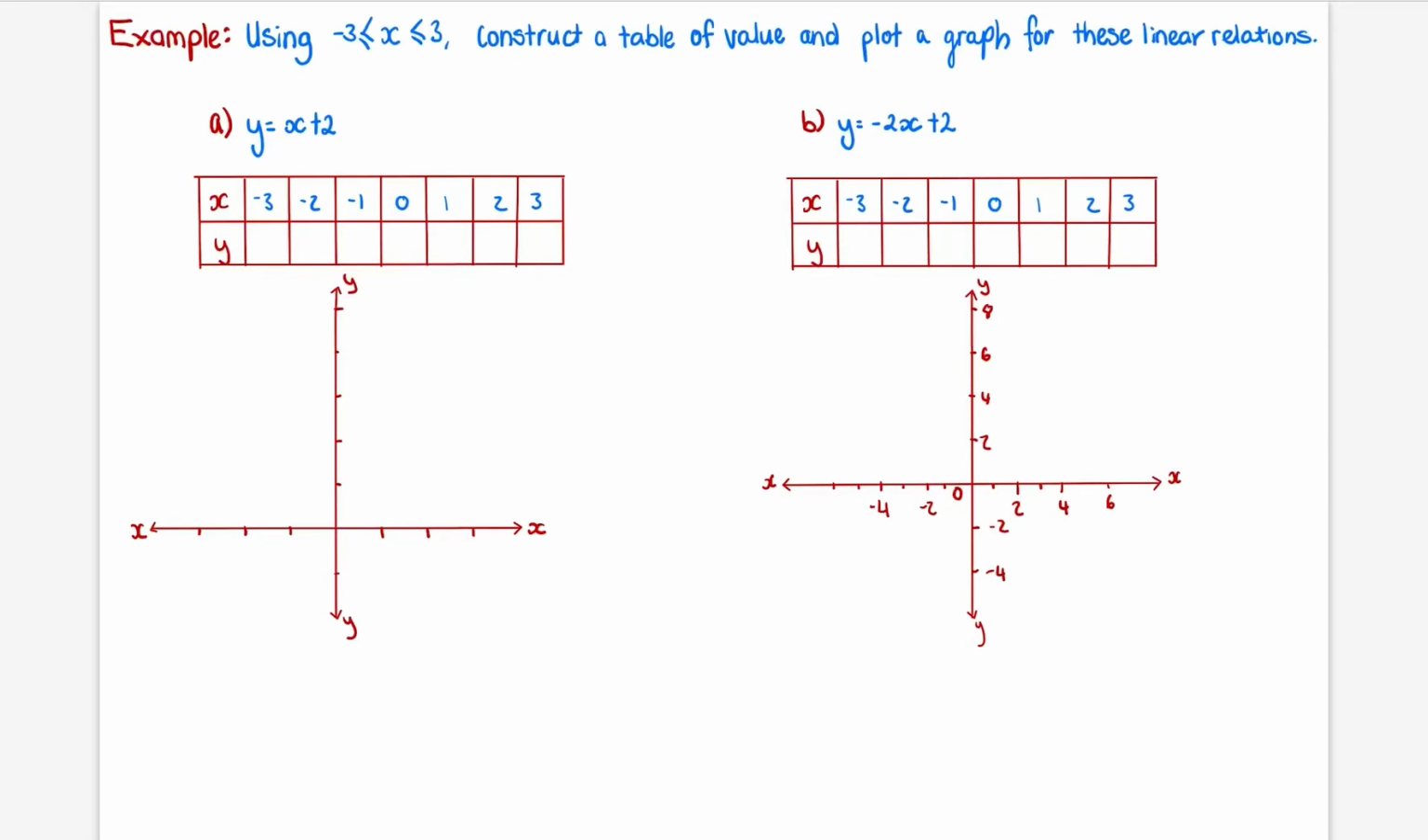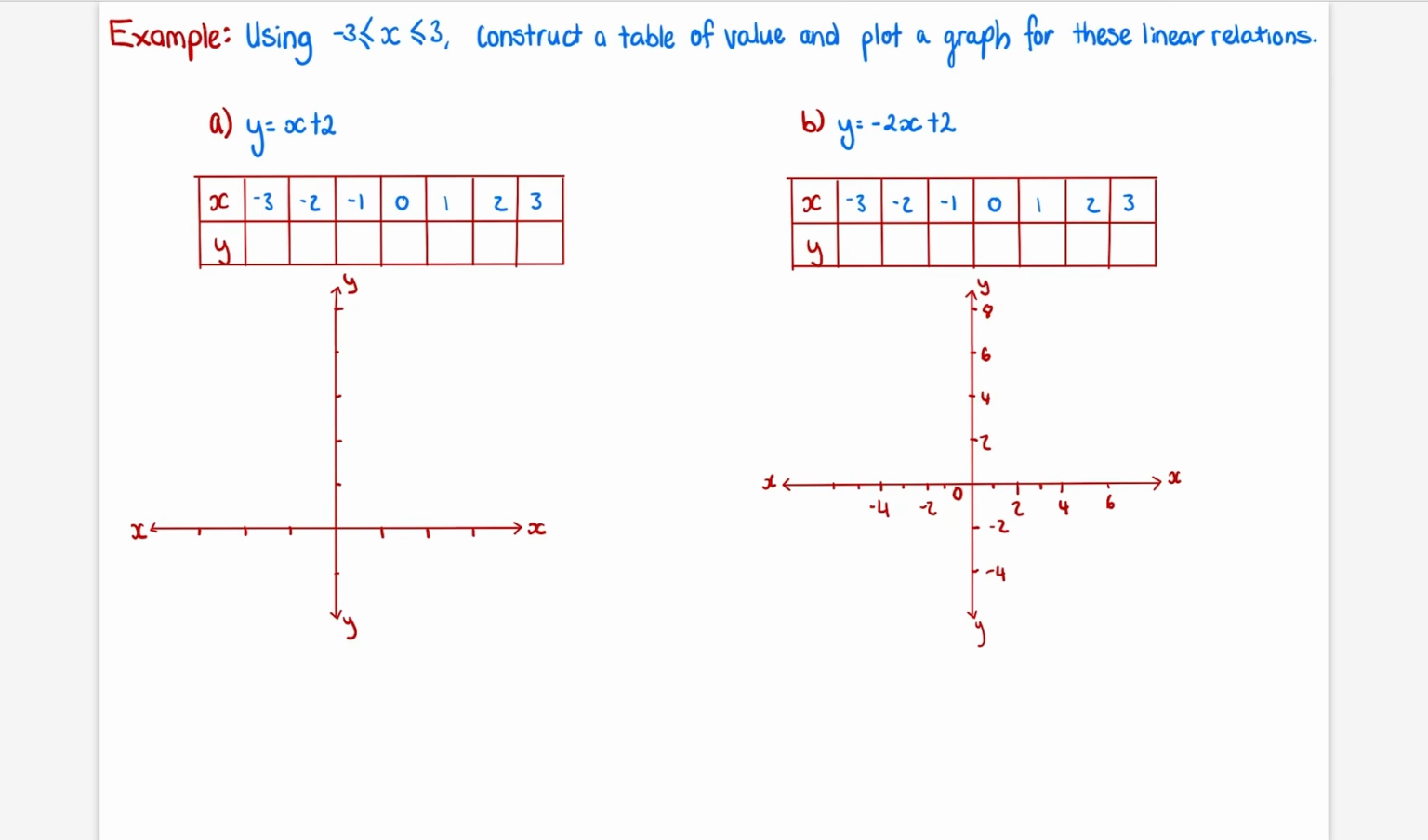So for this video we are looking at reviewing tables of values and graphing linear relations. So that's when you've been given a y equals x plus 2 like you see here, or something like that. So these are pretty nice. They're not evil, which is good. We like not evil here.